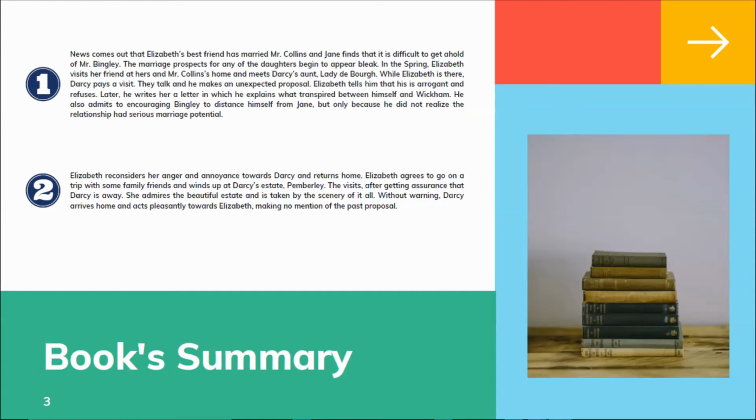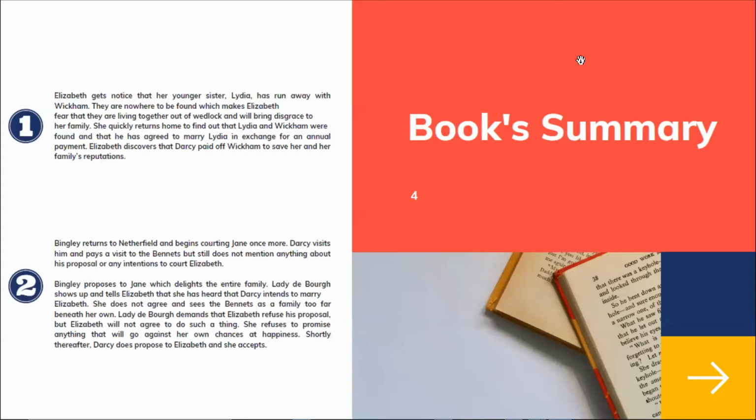Elizabeth agrees to go on a trip with some family friends and ends up at Darcy's estate, Pemberley. After getting assurance that Darcy is away, she admires the beautiful estate and is taken by the scenery of it all. Without warning, Darcy arrives home and acts pleasantly towards Elizabeth, making no mention of the past proposal.